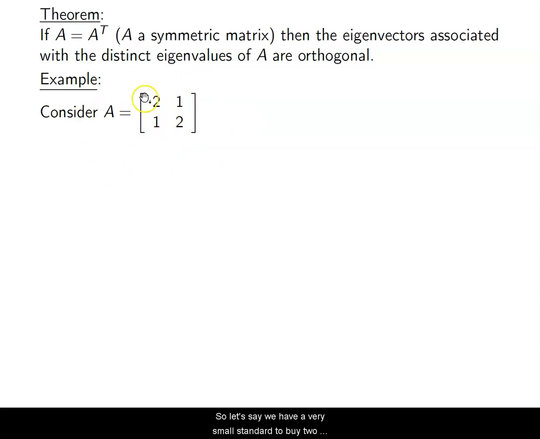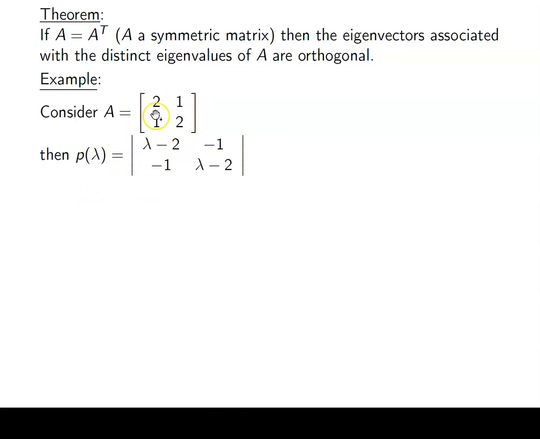Let's say we have a very small standard 2x2 symmetric matrix. If I transpose this, basically flip it across its main diagonal, I get the same matrix out. Now to look at the eigenvalues, I make the characteristic polynomial: I take lambda I minus A and find that determinant. The main diagonal entries become lambda minus the diagonal entry, and the other terms just change sign. We've done this quite often.